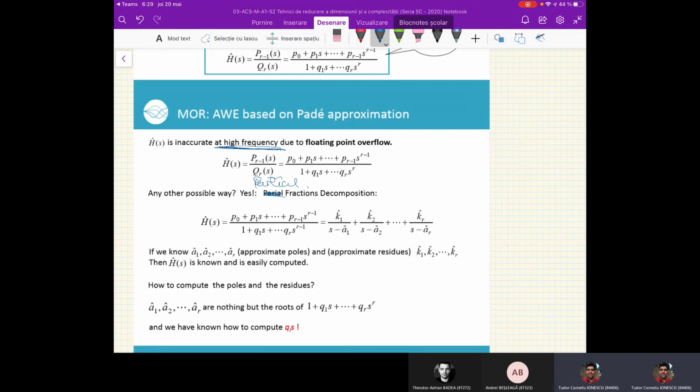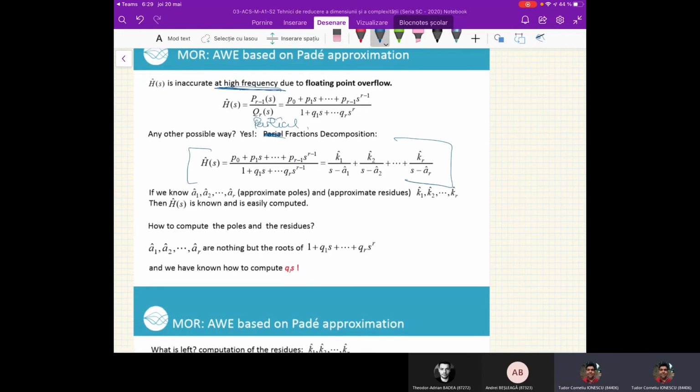Okay? You do a partial fractions decomposition. You remember that. You used to do that quite a lot in the second year at the Signals and Systems course. You used to do a partial fraction decomposition when you were supposed to compute the response of some linear system at some given input. Okay? This is how you do it.